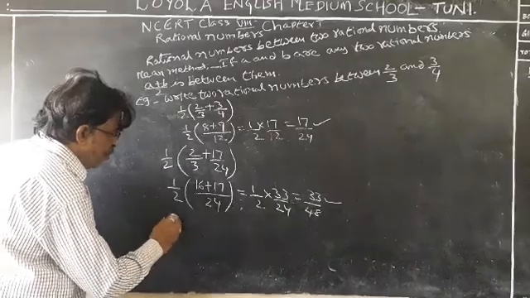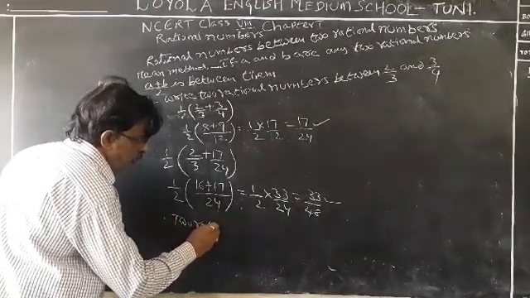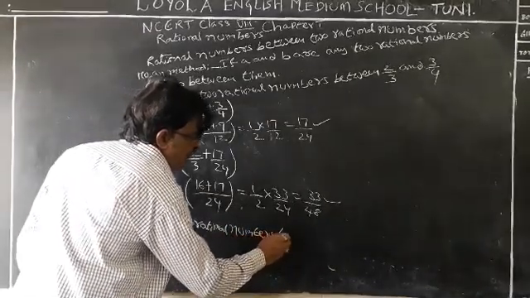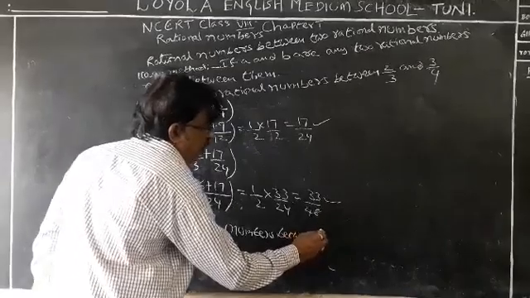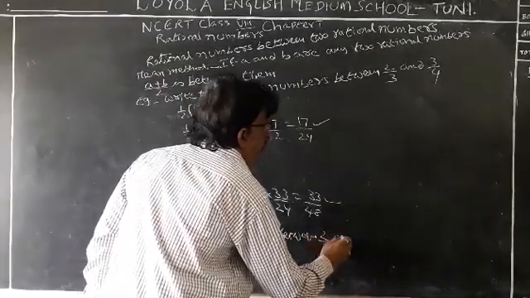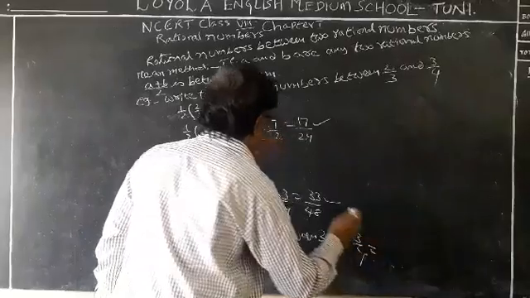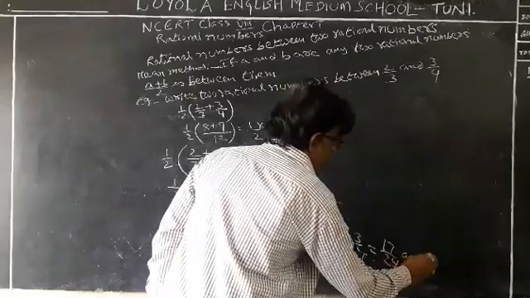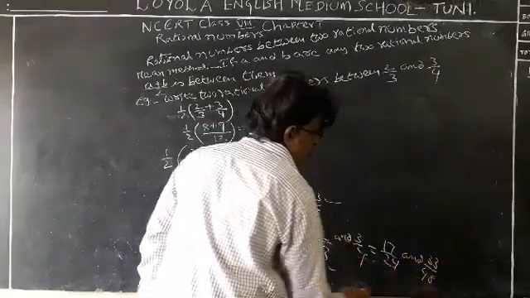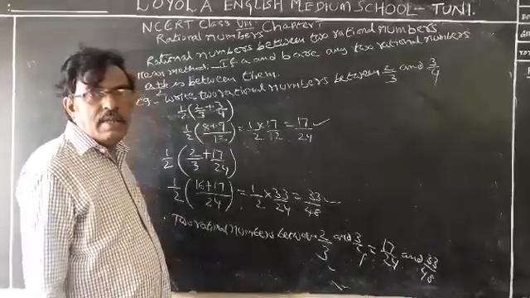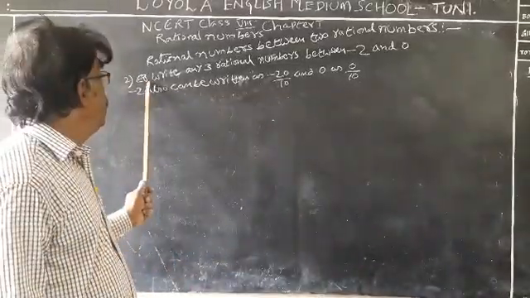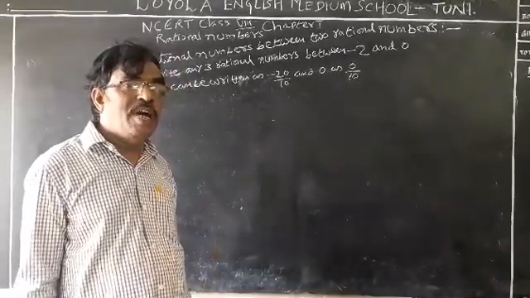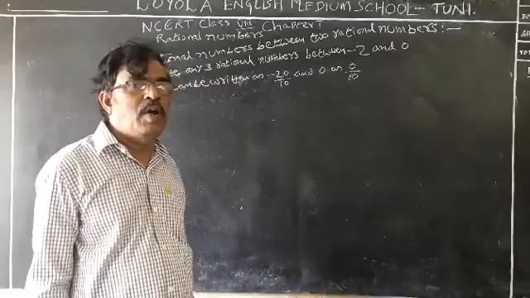Therefore, two rational numbers between 2 by 3 and 3 by 4 are 17 by 24 and 33 by 48. See now, so far, when two fractions are given, how do we find one or two rational numbers between them? We found one method.